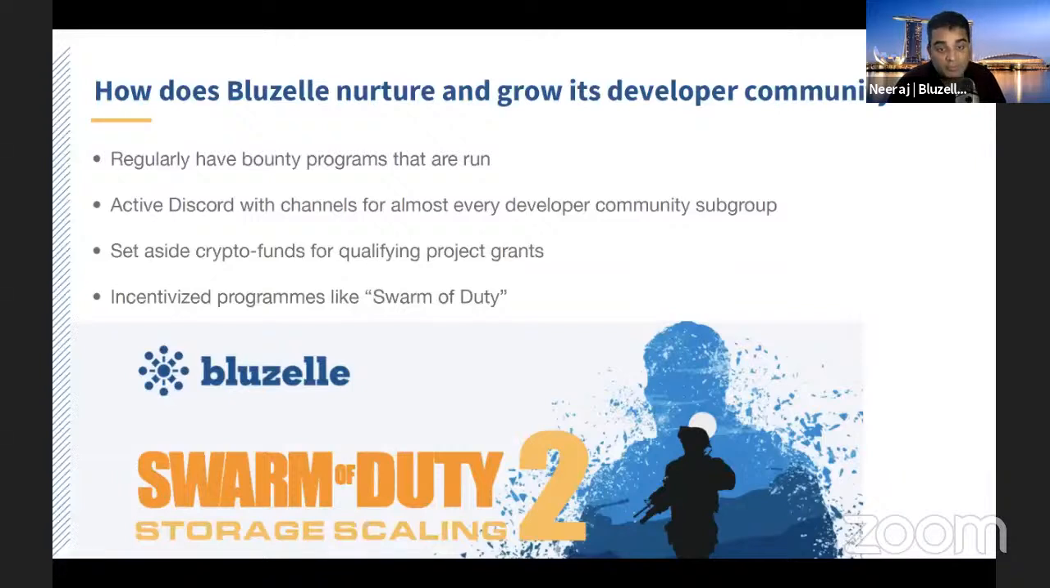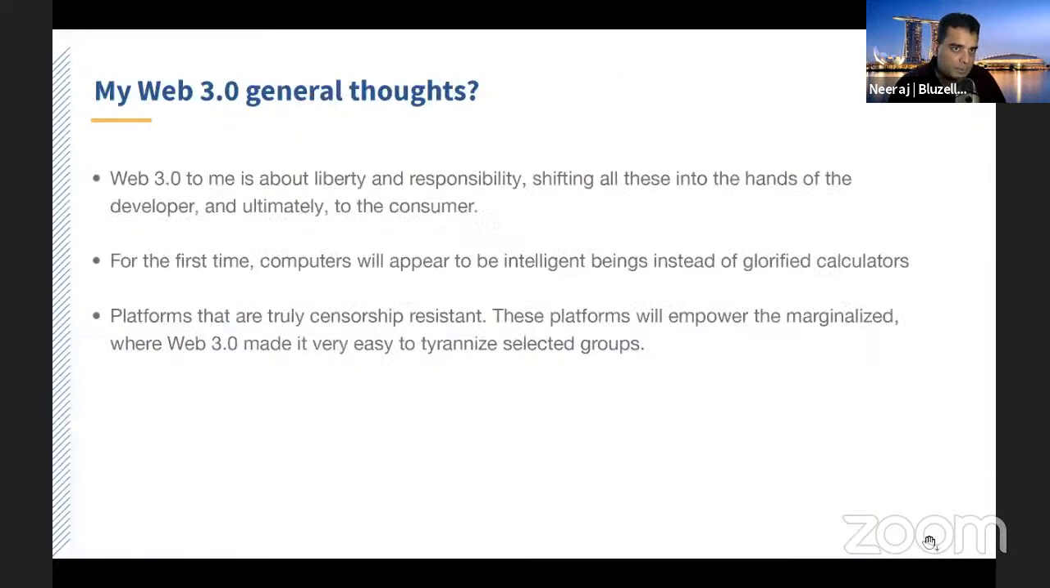We set aside crypto funds for project grants, so you can apply for a grant, and if it's approved, we will give you crypto funds, Bluzelle tokens, to fund your project. And we have programs that come and go, like Swarm of Duty, which is listed on our slide there. Swarm of Duty was a program where we incentivized, more so than developers, operations people to run nodes and achieve uptime. And this really hardens the strength of our network. So these are another way that we really strengthen the infrastructure of our network. Next slide, please.